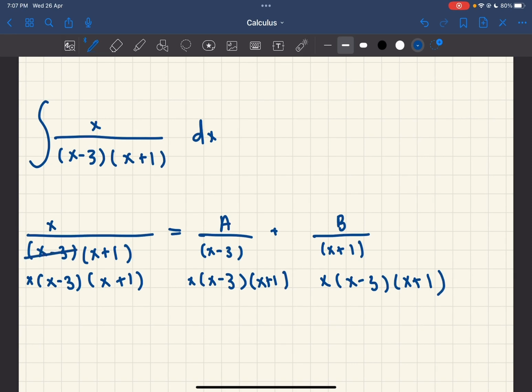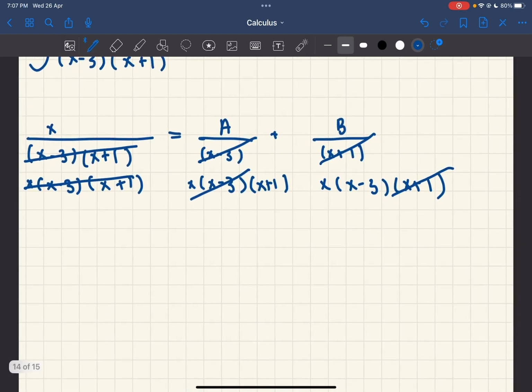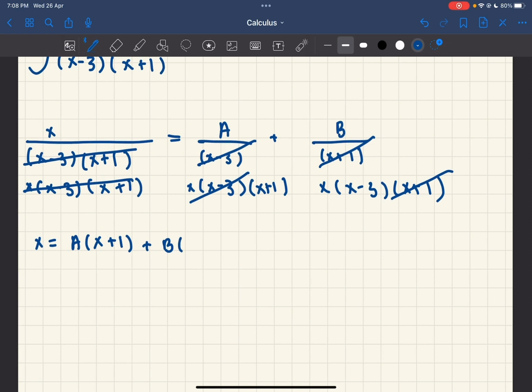With this one, we're going to cancel out immediately. For this part, we cancel out x minus 3 and x minus 3, and for this part, x plus 1 and x plus 1. Then we can rewrite it as x equals A multiplied by x plus 1 plus B multiplied by x minus 3.